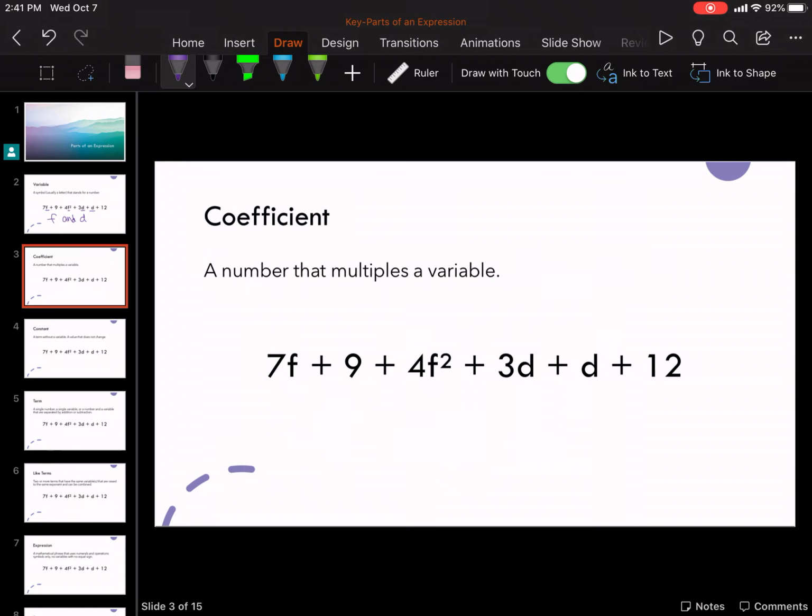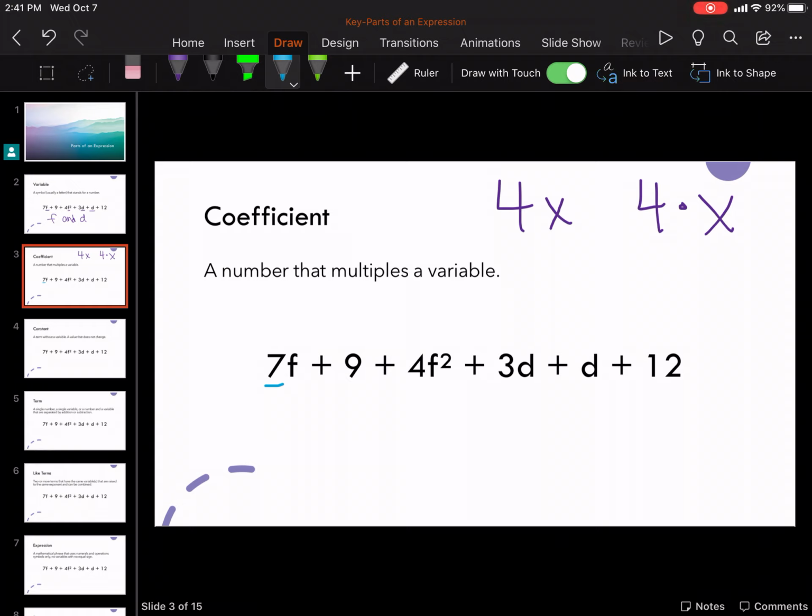Here we go. The next one is a coefficient that multiplies a variable. So remember, if you have 4x, that's going to be 4 times x. So it's the number in front of the variable. So the number in front of the variable here is 7. It's not 7f, it's just 7. And I always think about it as like your co-pilot. It's the one with the variable. So 9 doesn't have a variable, so it is not a coefficient.